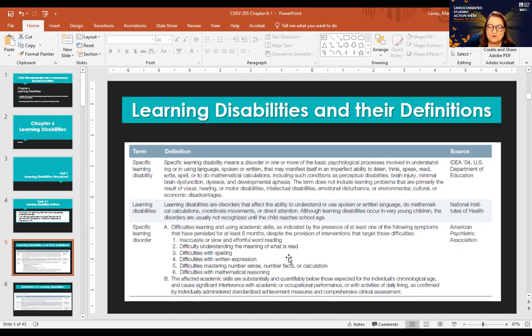And I like the breakdown here: inaccurate or slow or effortful word reading. When little ones are learning, it's going to be slow, which is fine. But as they get older and they're not upping their speed, that's something to consider. Difficulty understanding the meaning of what is read. That's interesting too, because that will crisscross over in language development. Typically, the bilingual brain is stronger because if I have one image, one item, I know 2 or 3 different words to describe the item.